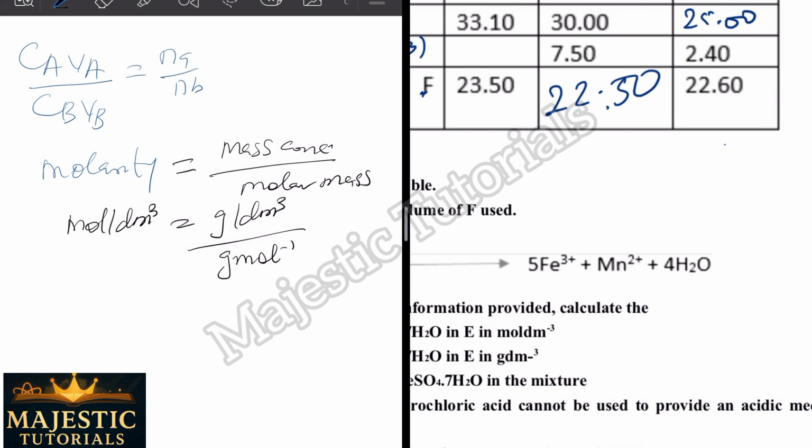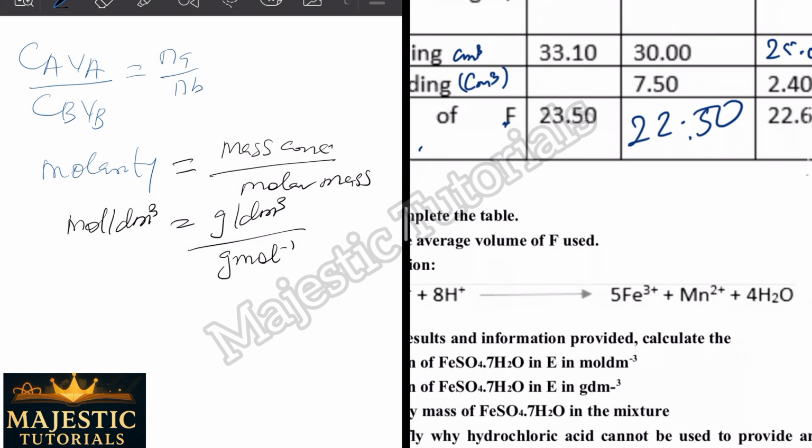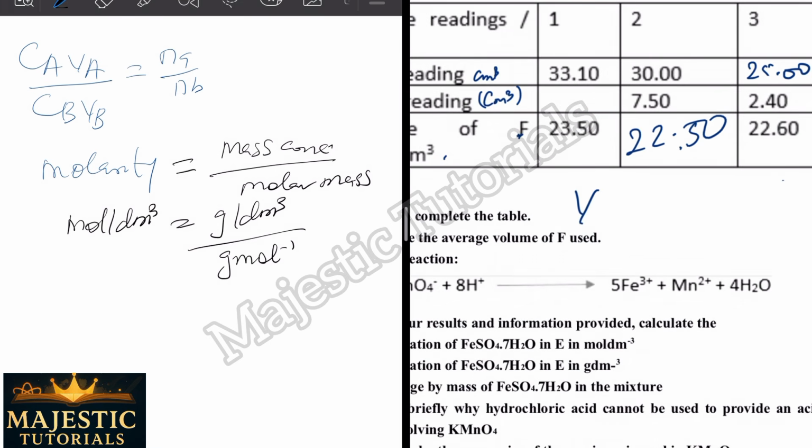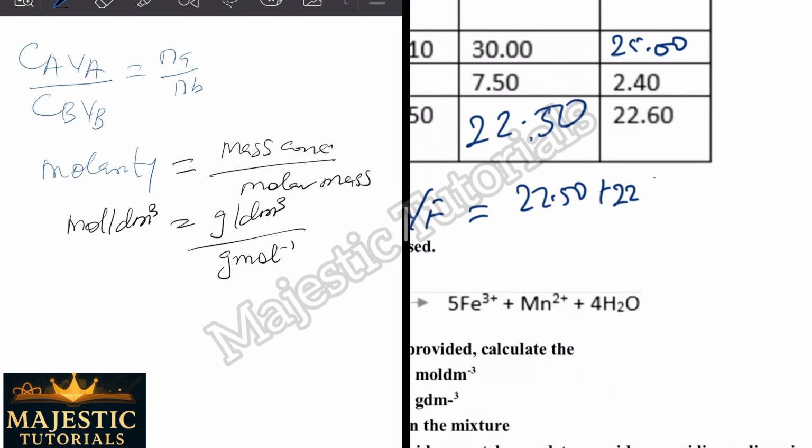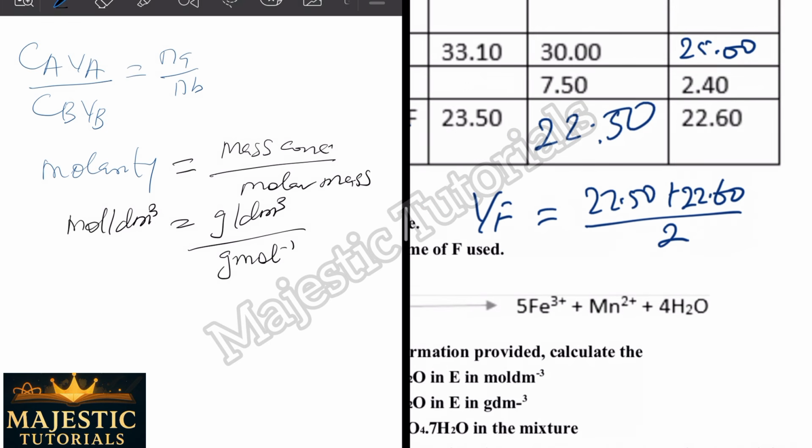So looking at this table, the concordant titer values, say average volume of F, you write VF is 22.50 plus 22.60 all divided by 2. What if this one is concordant? You can use them. Let's assume this is 22.50. You will now add 22.50, 22.50, and 22.60, because 3 of them are within the range of 0.2.